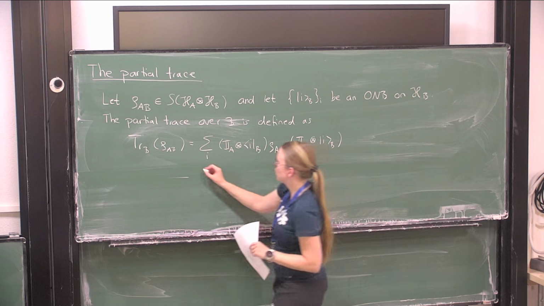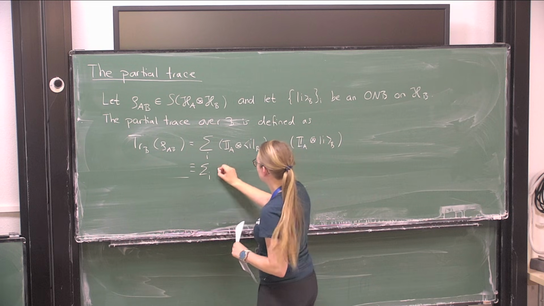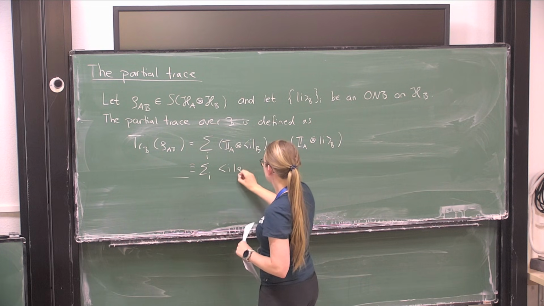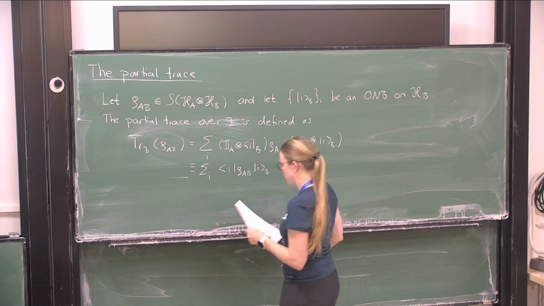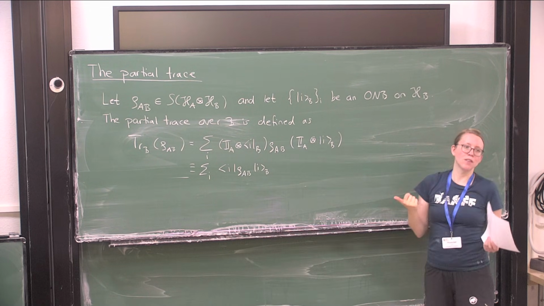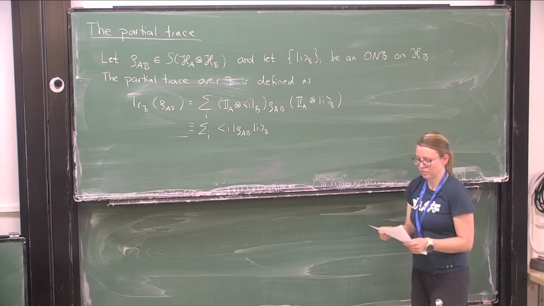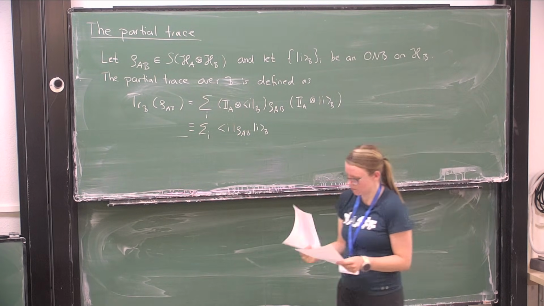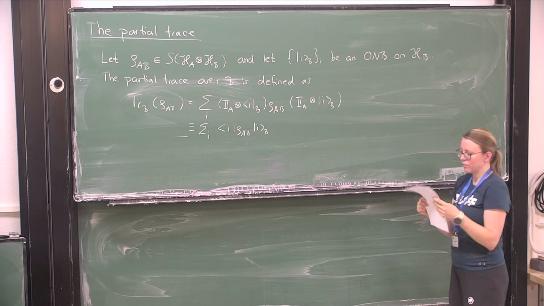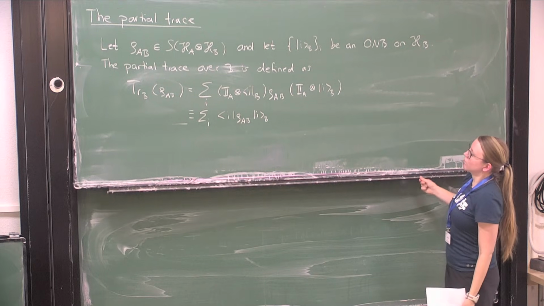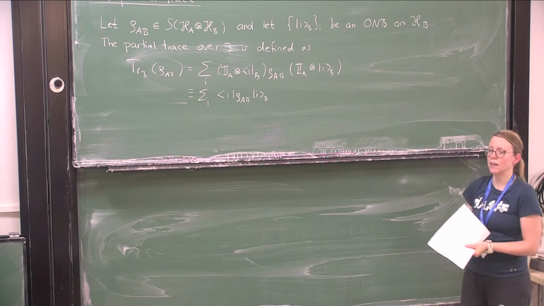And often we simply write this as the trace over B of rho AB, even though the state itself is only unknown. So this is what we'll use to do the exercise mostly.